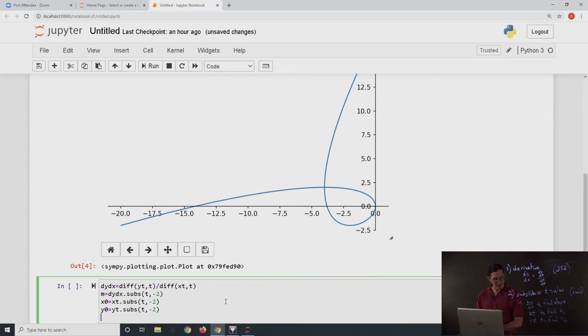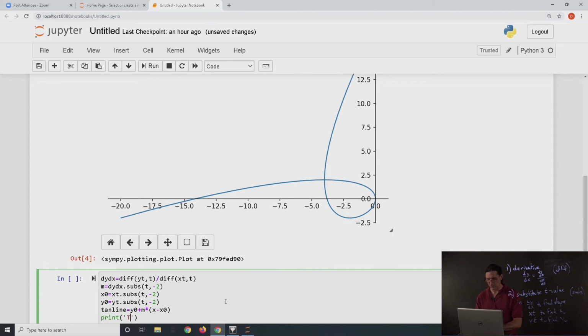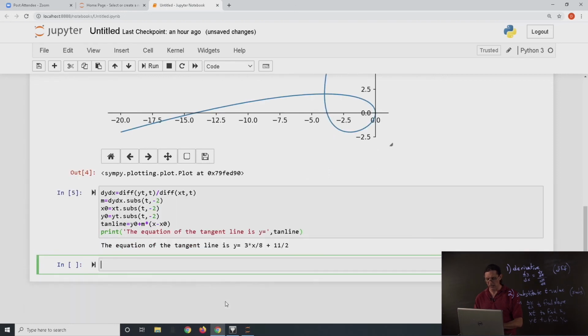Finally, we will define a variable for the tangent line. We'll call it tan line is equal to y naught plus m times x minus x naught. So to check it, we'll print the equation of the tangent line is y is equal to tan line. So we have our tangent line equation.